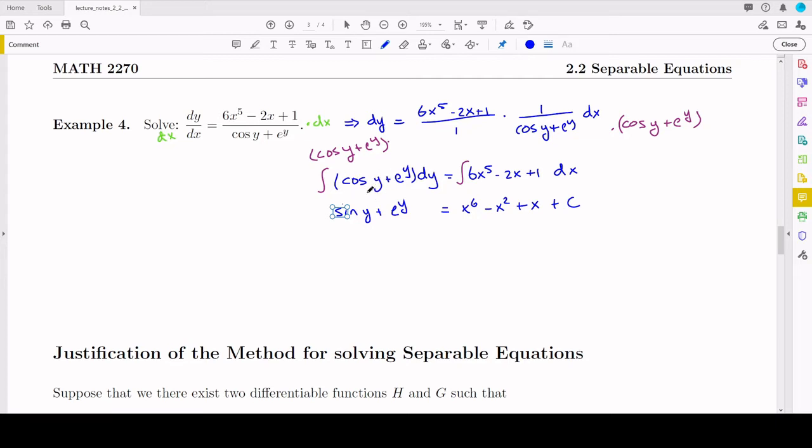Now, note that when we did integration here, we didn't have to use any difficult integration techniques, because we're integrating with respect to y. Furthermore, you can check your answer by taking the derivative of this with respect to y. You get cosine of y plus e to the power y. Here on the right hand side, take the derivative with respect to x. You get 6x^5 minus 2x plus 1.